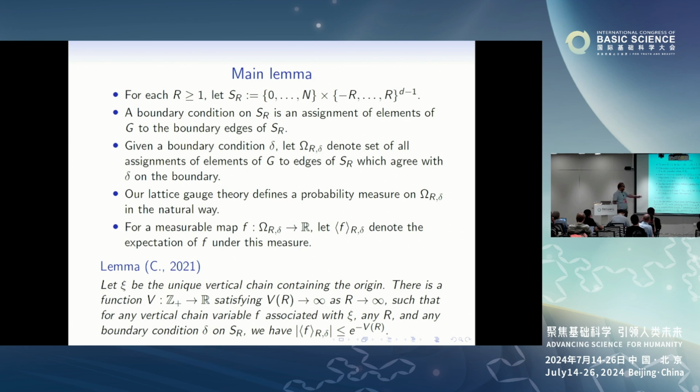So it's a trivial translation of this. You are saying that this thing here, as we take the supremum over all delta and f, has to go to 0 with r. So obviously it's bounded by e to the minus some vr, where vr goes to infinity.